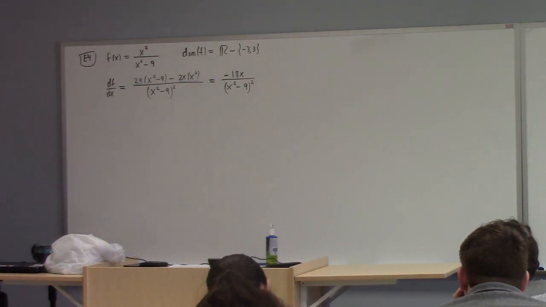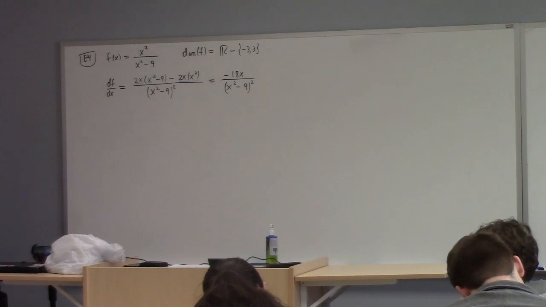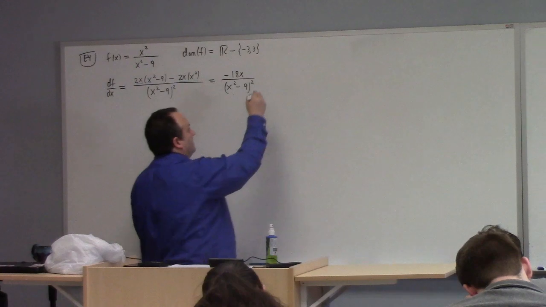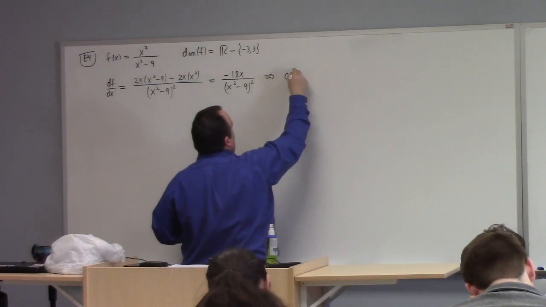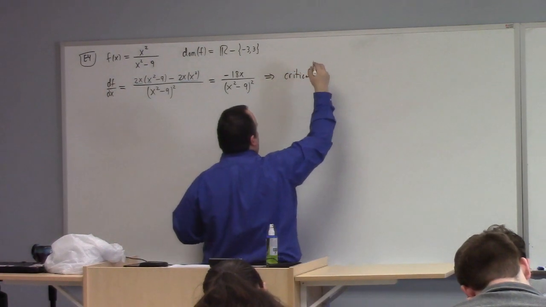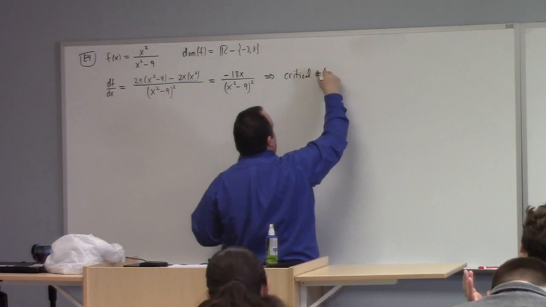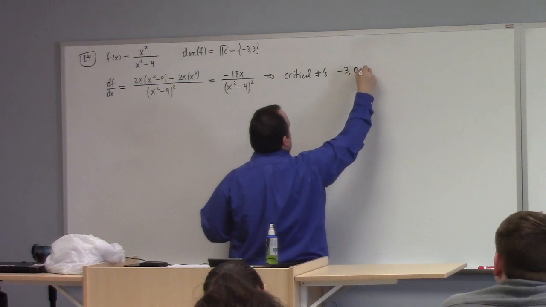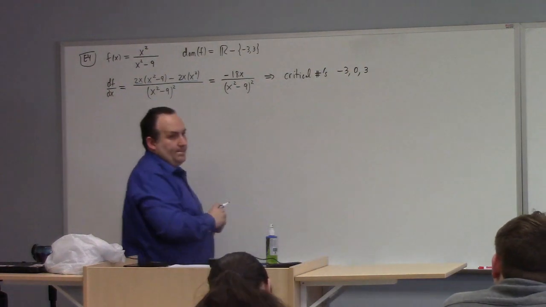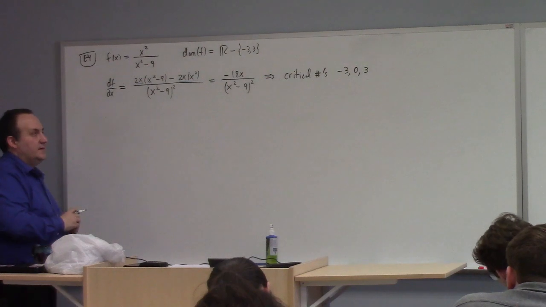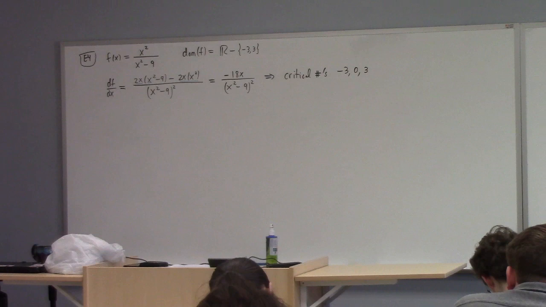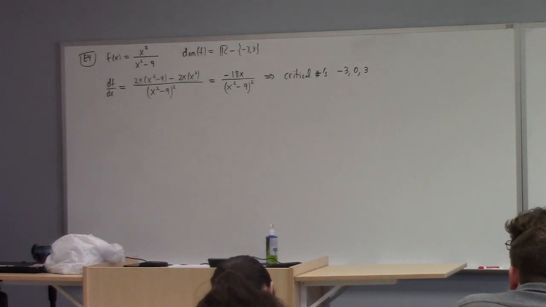This is good. So there are 3 critical points here. What are they? I say critical points, I mean critical numbers. 3 critical numbers. We've got minus 3, 0, and 3. So neither minus 3 nor 3 correspond to critical points, because minus 3 and 3 are not in the domain of the function.